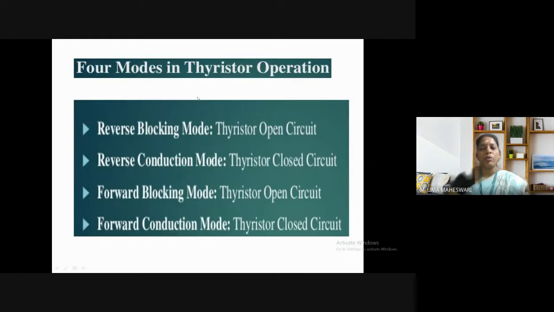There are 4 modes of operation in the case of a thyristor. The first mode is reverse blocking mode, where the thyristor is an open circuit. The second mode is reverse conduction mode, where the thyristor is a closed circuit. The third mode is forward blocking mode, where the thyristor is an open circuit again. And the fourth mode is forward conduction mode, where the thyristor is in closed circuit. Let us look into these four modes of operation one by one.